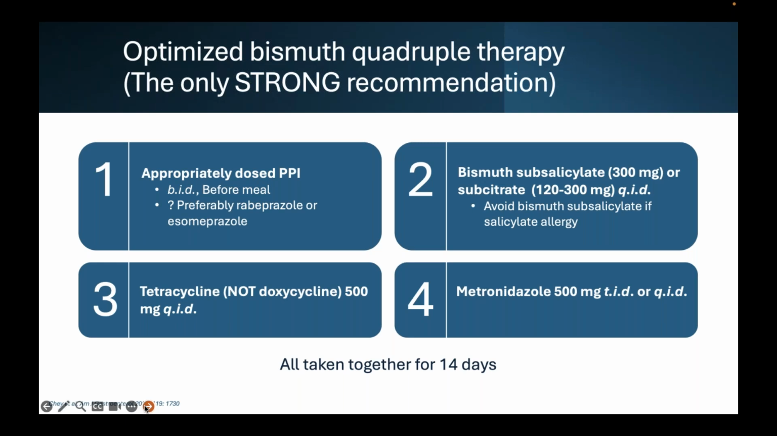Number 3 is tetracycline. Rather than doxycycline, the dose of tetracycline should be 500 milligrams 4 times daily. And the last component is metronidazole, 500 milligrams 3 or 4 times daily. So that is a lot of capsules and tablets for a patient to take. Therefore, it is important that the patient understands why he or she is being recommended to take this. The patient must be encouraged to try and complete the 14-day course and to work through any minor adverse effects that he or she may experience. And all these are taken together for 14 days. Next slide, please.